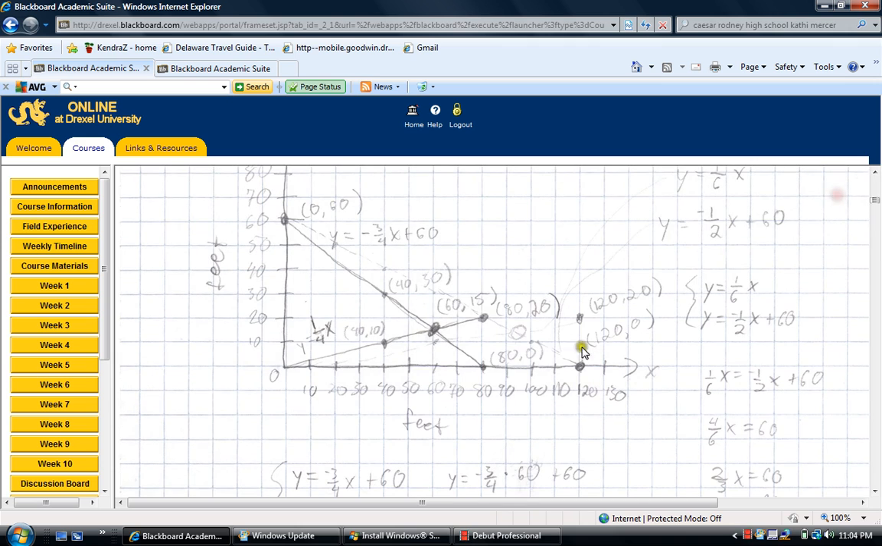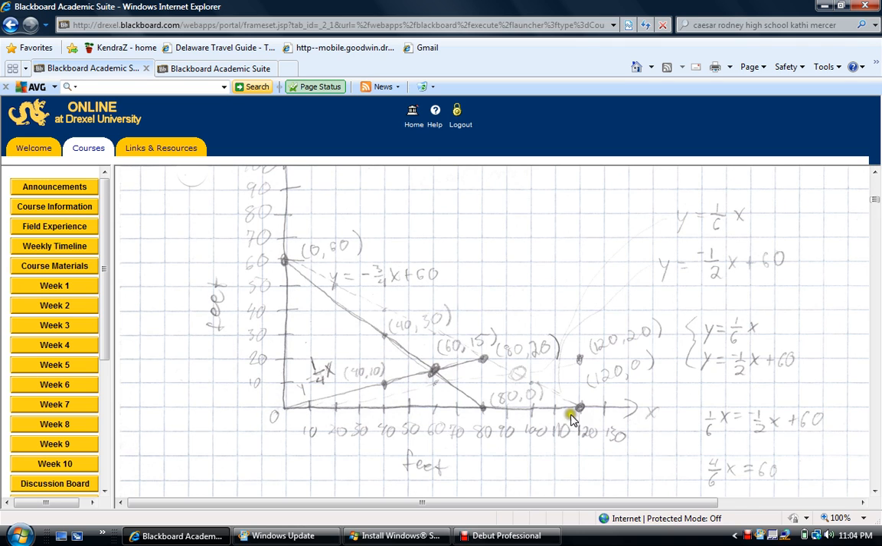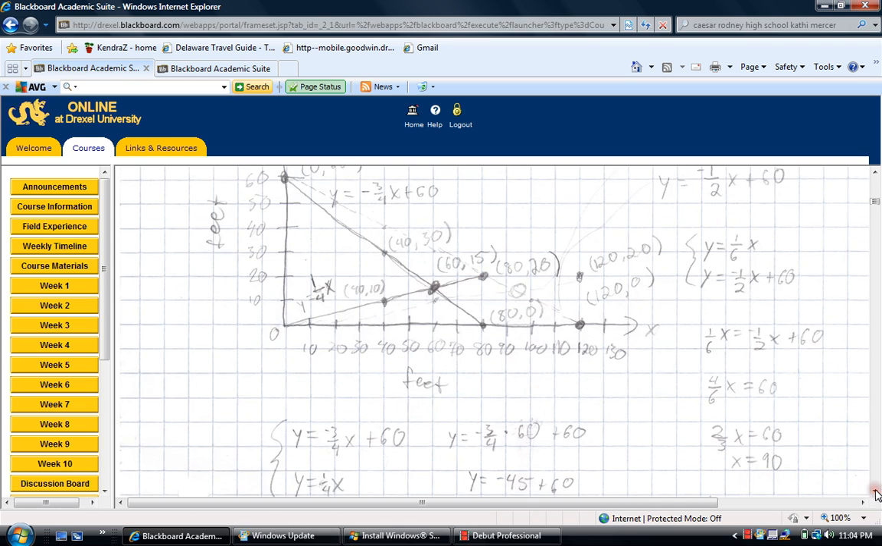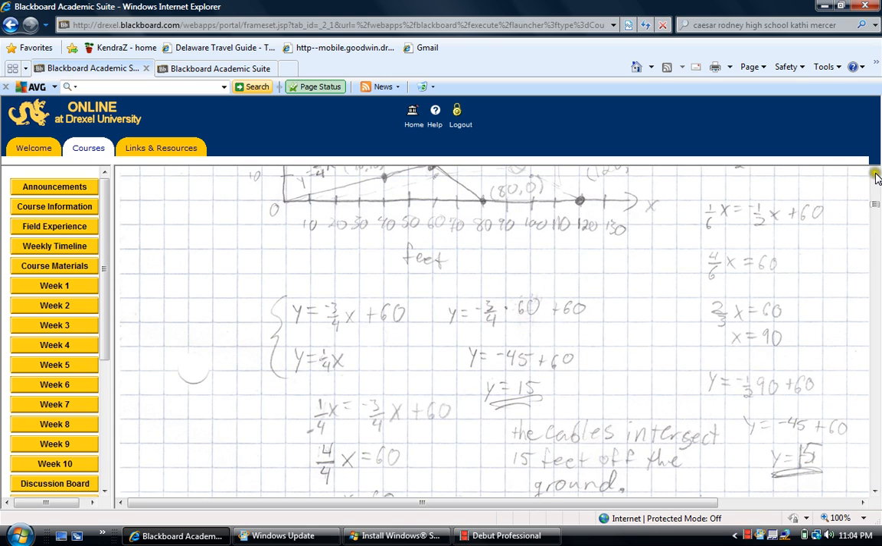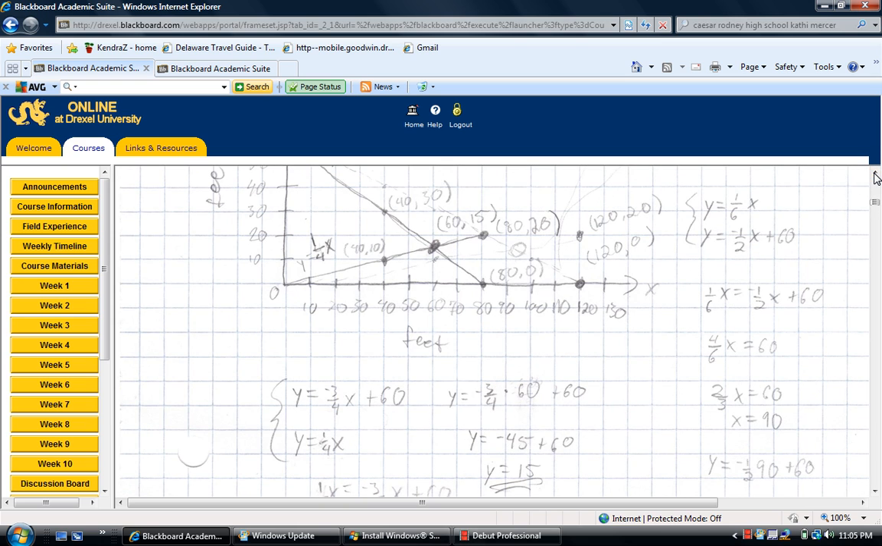For the second, 120 feet apart, he did the same thing, finding the slope of both lines, the points (120, 0) and (120, 20), and the two original points we used the first time, found the slope, found the equation, set them equal to each other, solved x equals 90, and plugged that back in to find that y equals 15. So for both the 80 feet apart and the 120 feet apart, they were the same answer.